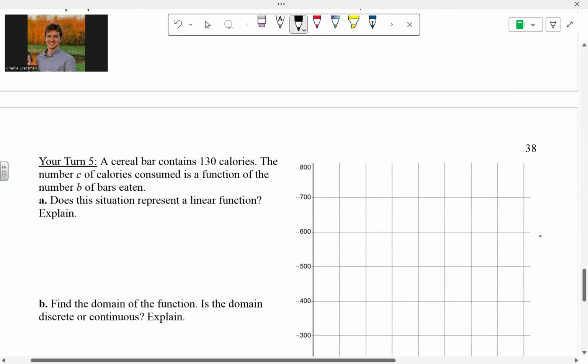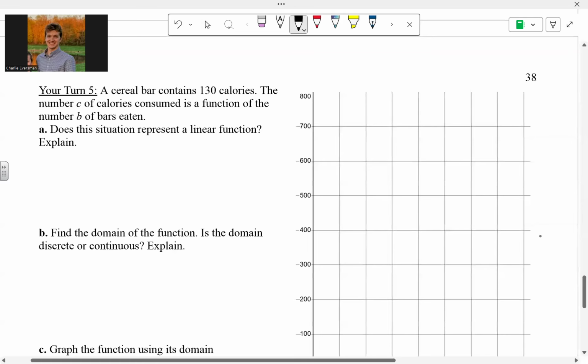Okay, our last example, and maybe you should take a little bit of a break here before I talk about the linear project that you're going to be working on. A cereal bar contains 130 calories. The number of calories C consumed is a function of B, the number of bars eaten. So the first question is, does the situation represent a linear function? At this point in my lesson the other day, one of my period three people were shouting out what kind of domain it was. We'll take that for part B here, but here I'm saying, does this represent a linear function? And this is the question that you'll be asked to answer on the linear project.